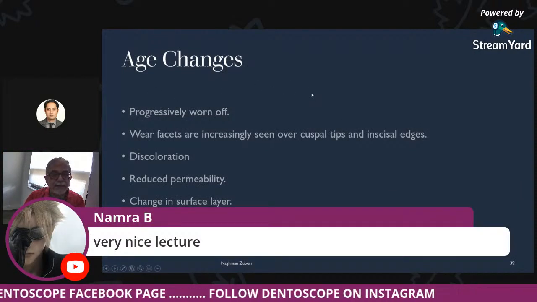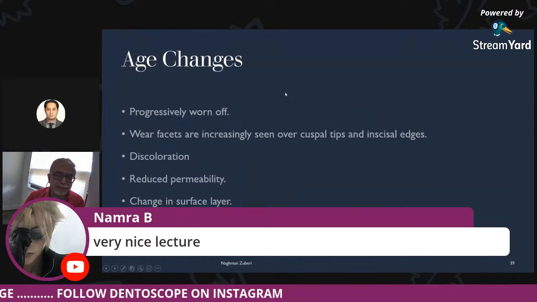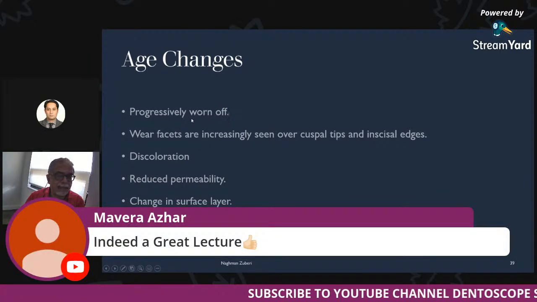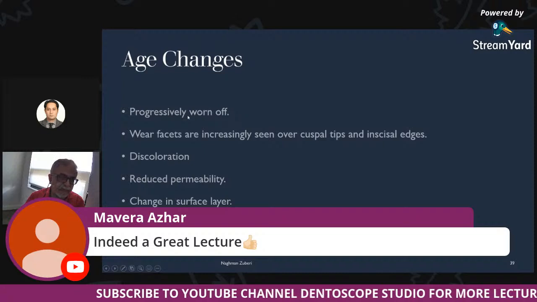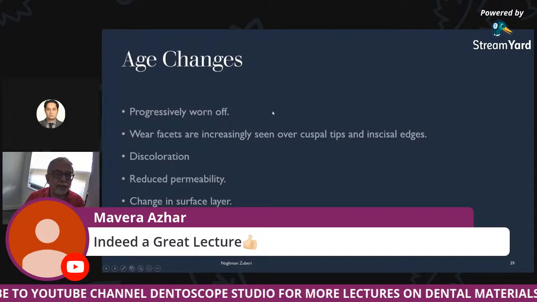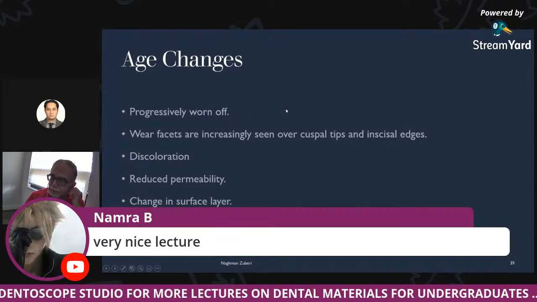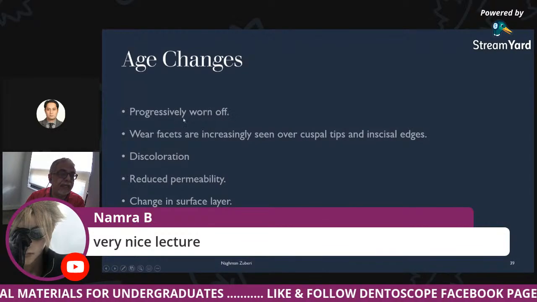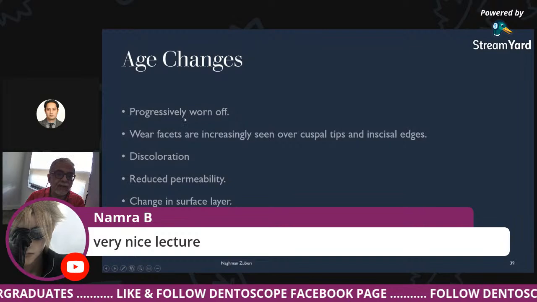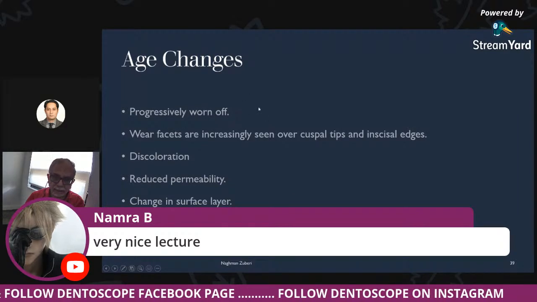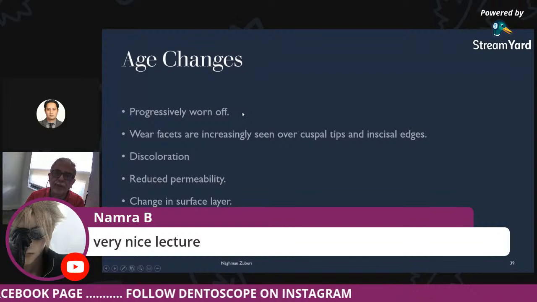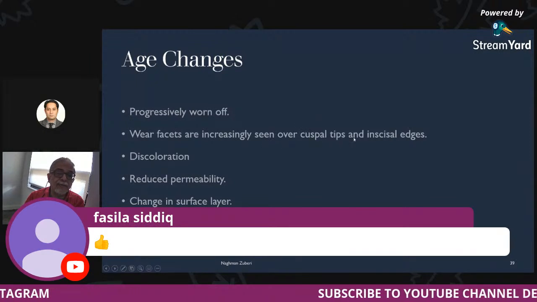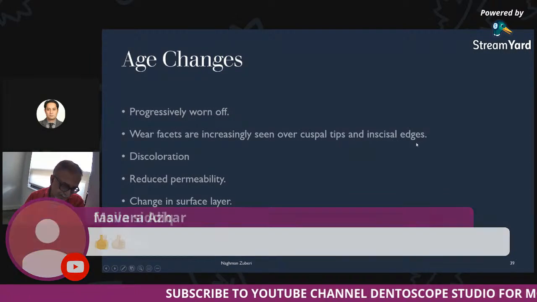As the age advances, the enamel has certain changes. Progressively, because of wear and tear, the normal incisal and occlusal surfaces get worn off. That is the physiological attrition. But certain people, because of clenching habit, bruxism, have very advanced occlusal surface wearing phenomena. That is pathological attrition. Wear facets are increasingly seen over cuspal tips and incisal edges.